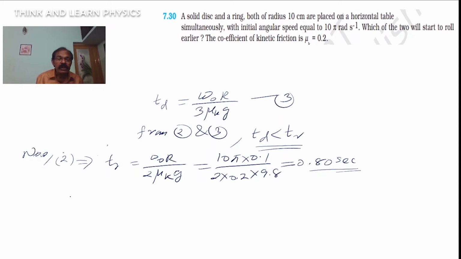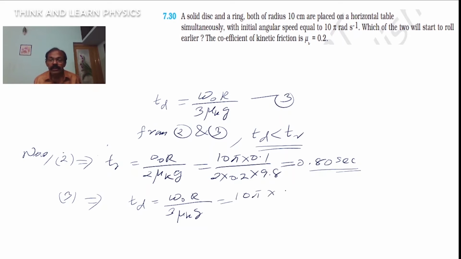Now relation 3 becomes Td equals omega naught r divided by 3 mu k g equals 10 pi into 0.1 divided by 3 into 0.2 into 9.8. When calculated we get 0.53 seconds.